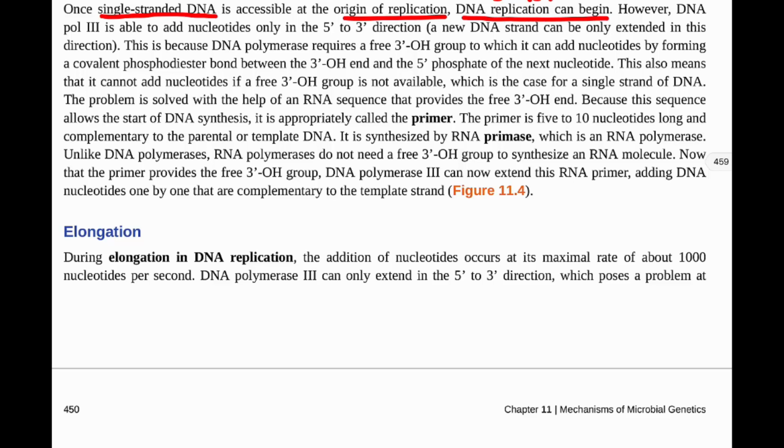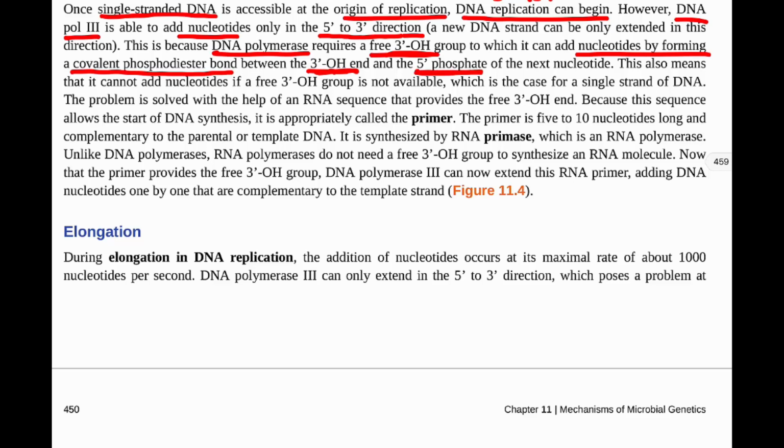However, our DNA polymerase 3 is able to add nucleotides only in the 5' to 3' direction. So it can only be extended in this way. This is because DNA polymerase requires a free 3' hydroxyl group to which it can add nucleotides by forming that covalent phosphodiester bond that we talked about between that 3' end and the 5' end. So it's the 3' hydroxyl end that we saw on that G up above, and the 5' phosphate of the next nucleotide.